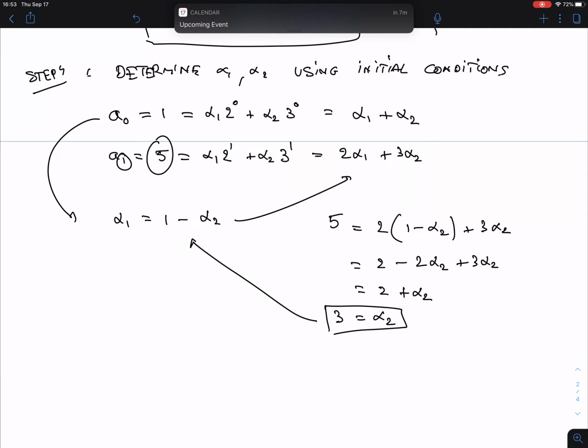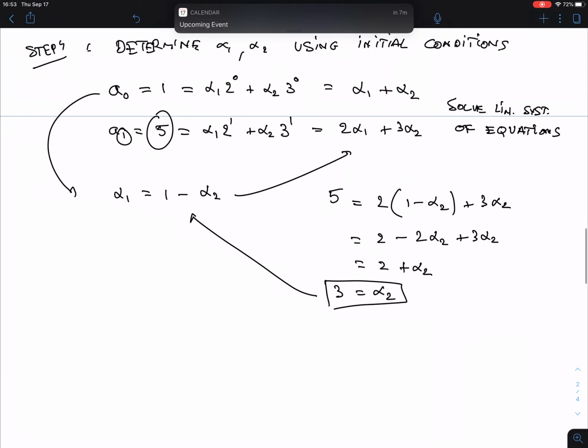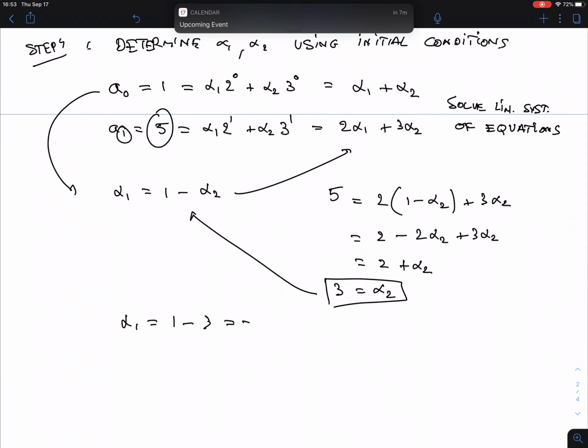Okay, so alpha 2 is 3, and then to find alpha 1, you plug it back in there. This is the method of substitution. In other words, what you do is solve a linear system of equations, and that's something I'm going to let you review for yourself. I just did it here, and there's another way, but I'll do this one. Perhaps I'll show the other way at some other point. So what we have here, alpha 1 is 1 minus 3, that is minus 2.